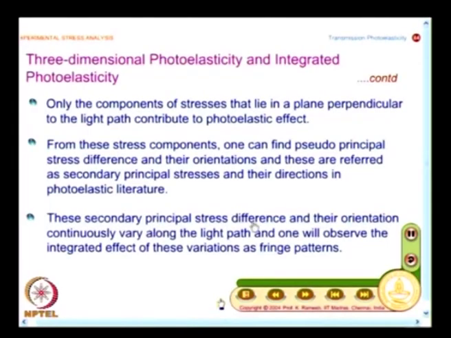So, the secondary principal stress difference and their orientation continuously vary along the light path, and what you normally get on the screen is the integrated effect of these variations as fringe patterns, because I do not get the information of one plane. I have a series of planes as the light passes through the model. So, what I get as output is the integrated effect of all these planes. That is why the interpretation becomes much more involved in a 3-dimensional photoelastic analysis.